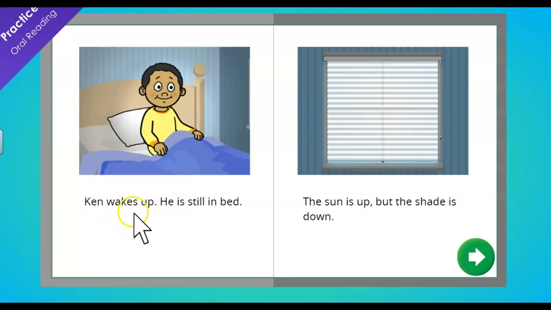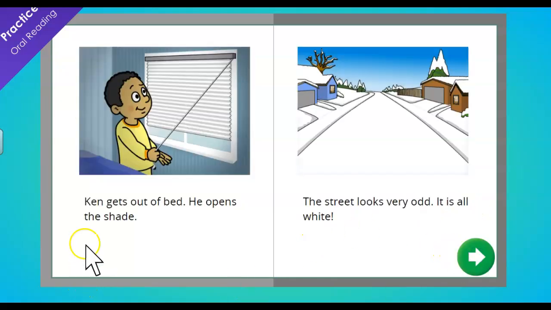Ken wakes up. He is still in bed. The sun is up, but the shade is down. Ken gets out of bed. He opens the shade. The street looks very odd. It is all white, and you would continue reading this book for the oral reading.